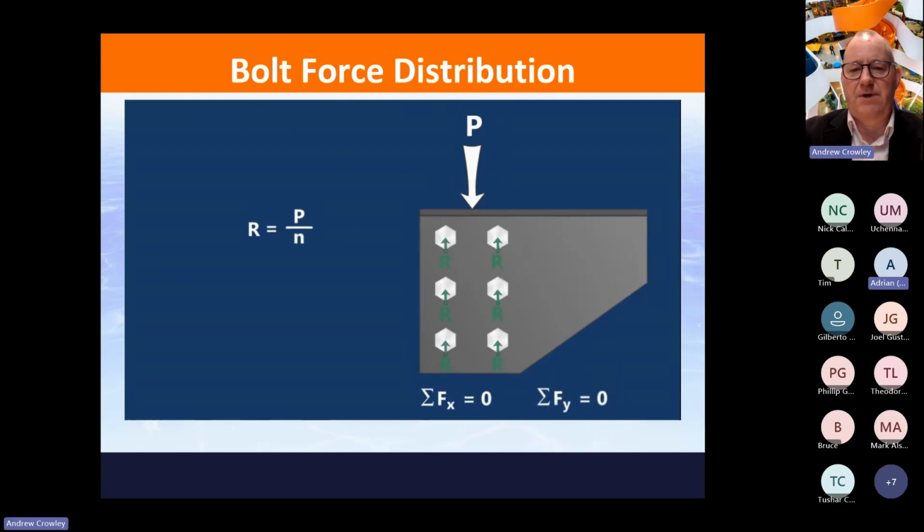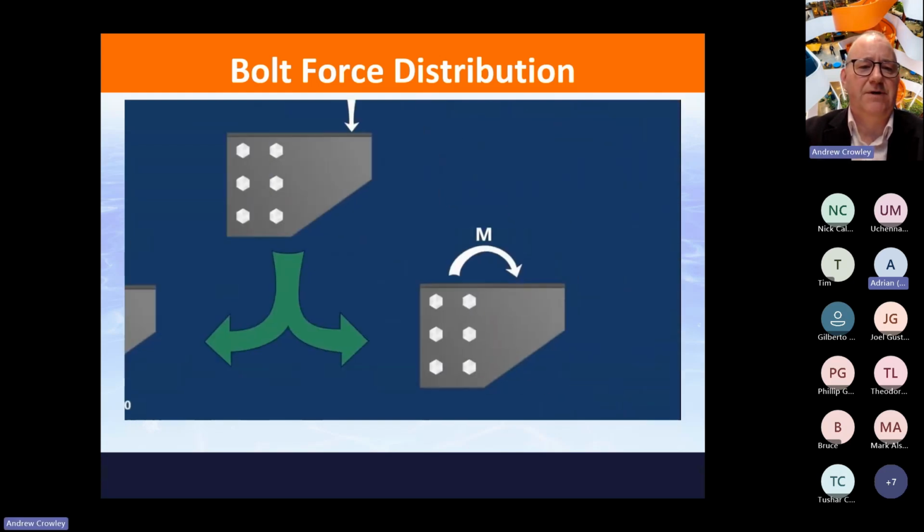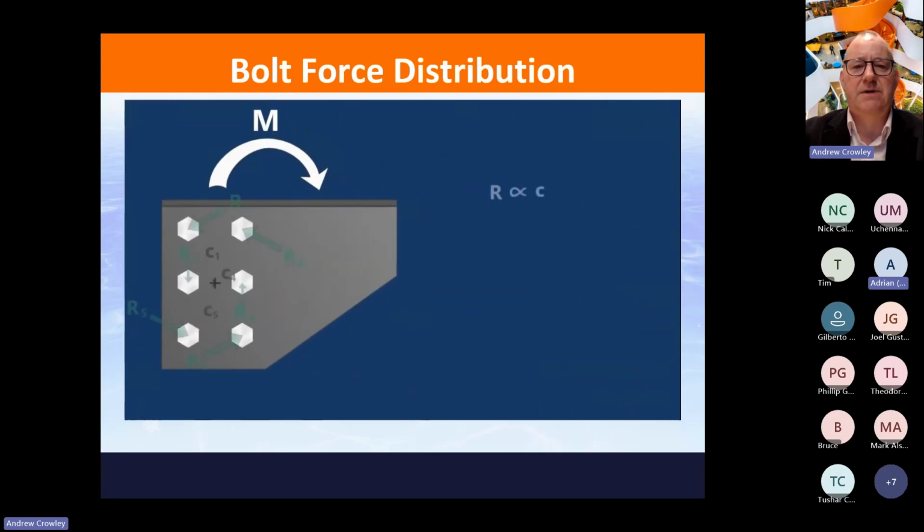And so for equilibrium, the sum of the horizontal and vertical forces should balance out. Now look at the moment arising from the eccentric load, and the load in each bolt is proportionate to the distance from the centroid of the bolt group, and the resulting force is the moment applied multiplied by the distance from the centroid divided by the polar moment of inertia of the bolt group.